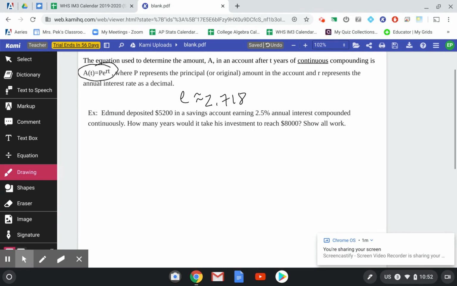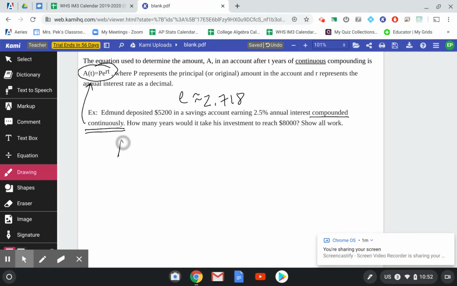All right, so our first example here, our only example, is going to be that Edmund deposited $5,200 in a savings account earning 2.5% annual interest compounded continuously. So that piece of information, compounded continuously, tells us that we have to use that formula. How many years would it take for his investment to reach $8,000? Show all work.